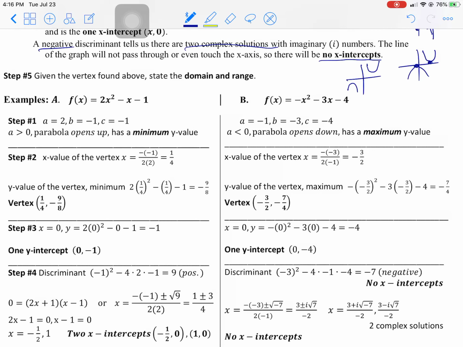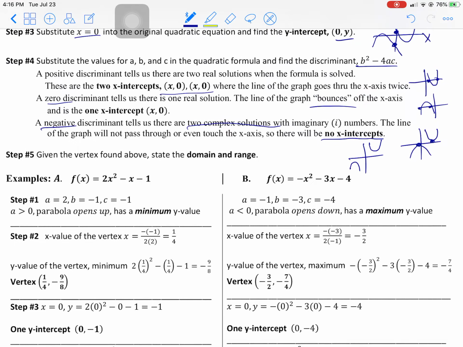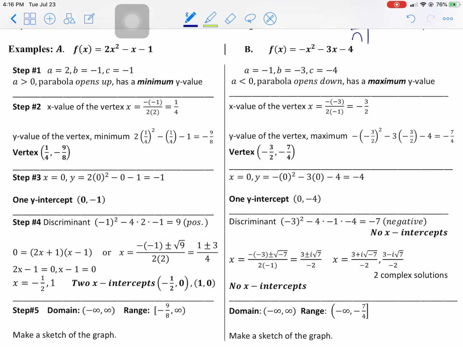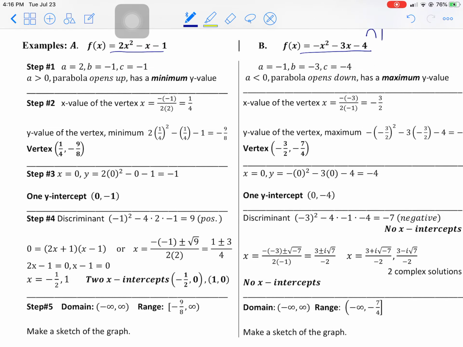So let's look at these examples here. Then you're going to state the domain and range, which we know how to find. So here are 2 examples, this one here and this one here. And yes, all of this is how to answer this information. So let's look at example A first.